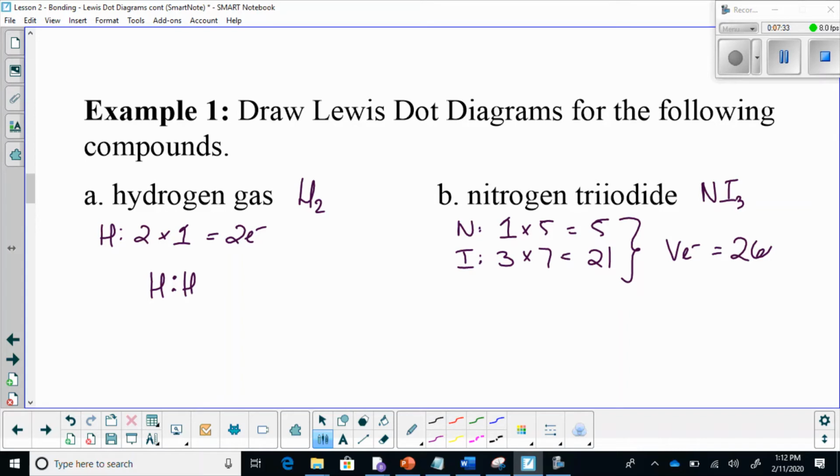Okay, now my central atom, nitrogen or iodine? Nitrogen. So we place nitrogen in the middle. We then place our peripheral atoms around. Complete the octet.